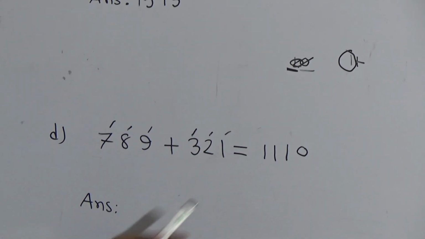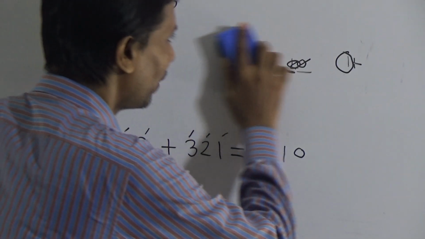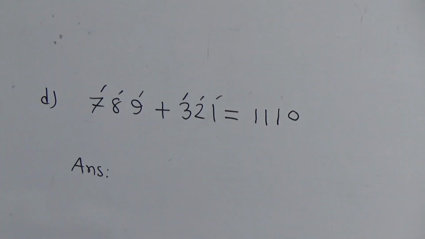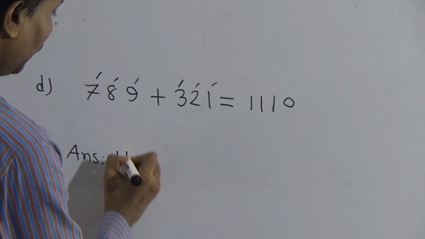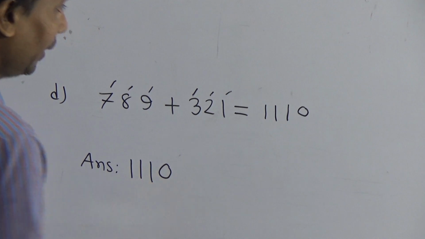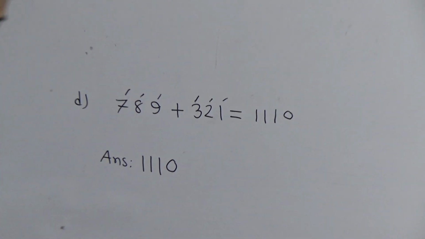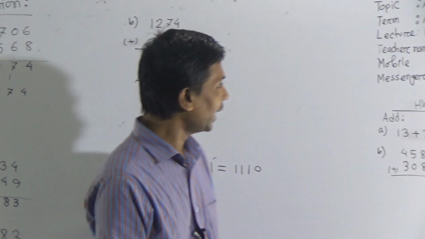Okay, dear student, I hope you understood. Now you may erase the rough. Now don't forget to write the answer. You now write the answer 1, 1, 1, 0. That means 1110.